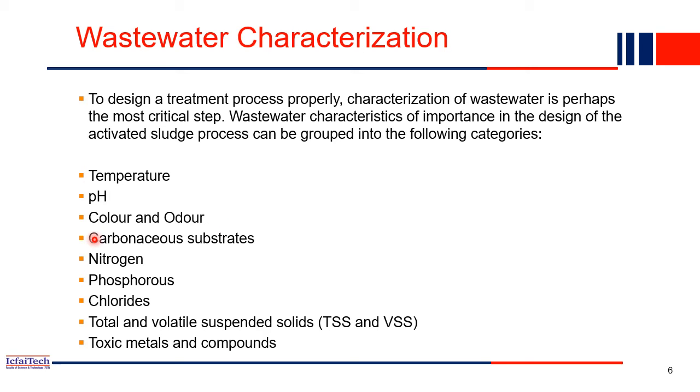If the color of the wastewater is very brownish, that means the pollution level is very high. Similarly, odor means even if a very bad smell is coming, then again the pollution is very high in the water. Similarly, carbonaceous substances are present in the water: nitrogen, phosphorus, chloride, total and suspended solids, toxic metals and compounds. So all these parameters we will find out from the wastewater, and then we design the wastewater treatment plant. Some quantities may be high, some quantities may be less.